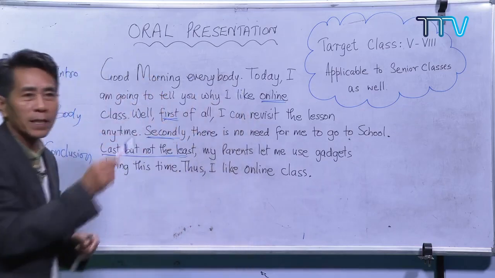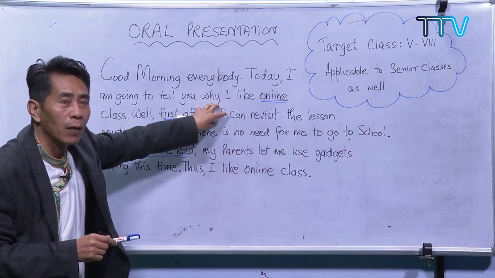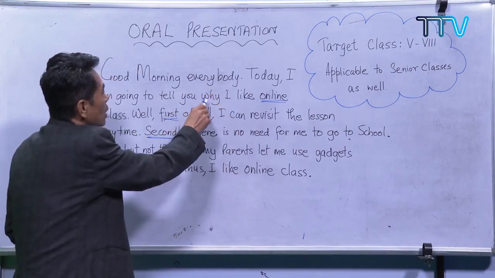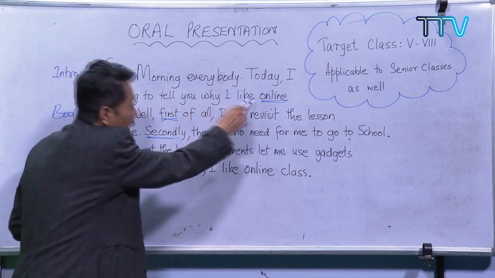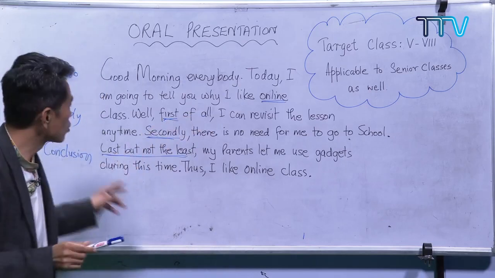So this is a topic sentence. This is a good topic sentence. Why? Because you can come up with supporting details for why you like. You can also come up with why I like. You can also come up with why I don't like, why I hate. So many things.